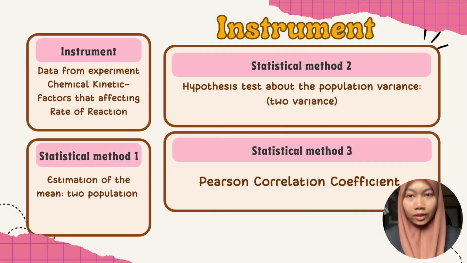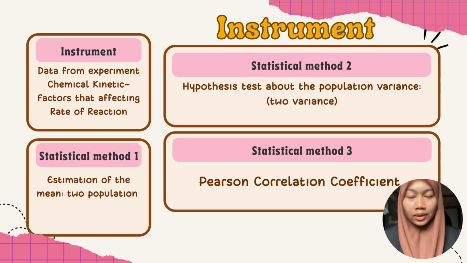For the instrument, the sample data is secondary data obtained from the experiment Chemical Kinetic Factors that Affect Rate of Reaction. It has seven readings with different temperatures to measure the reaction times for reaction with catalyst and without catalyst. Each temperature gives a different reading of reaction time, as you can see in the table.